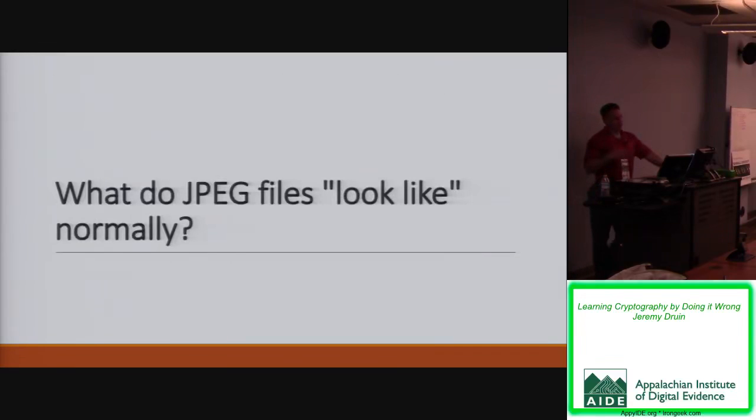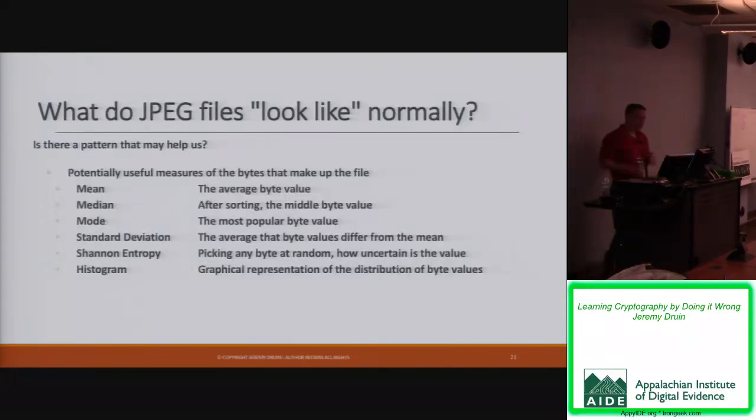So now we'll look at what JPEG files so-called look like normally. What kind of byte structure do they have? What do they typically look like? Not encrypted at all, just what does a normal JPEG picture look like? One of the ways we can do that is to take those statistics that we talked about earlier and run them on these plain old everyday JPEG files. If we do those statistics on enough JPEG files, we should get a really good understanding of what a standard JPEG file looks like.